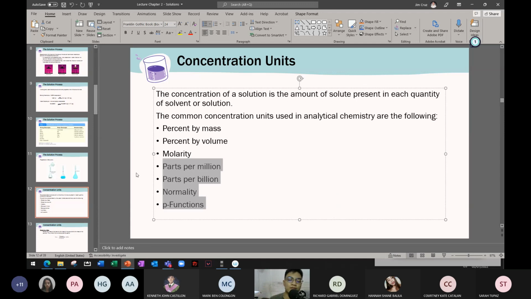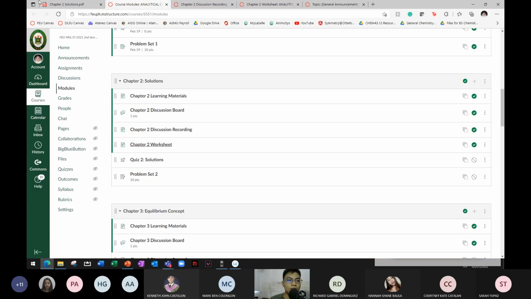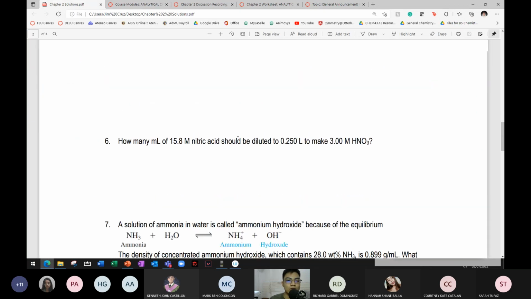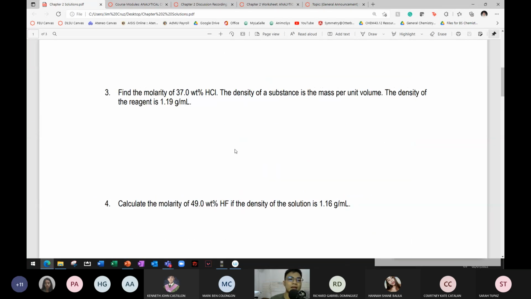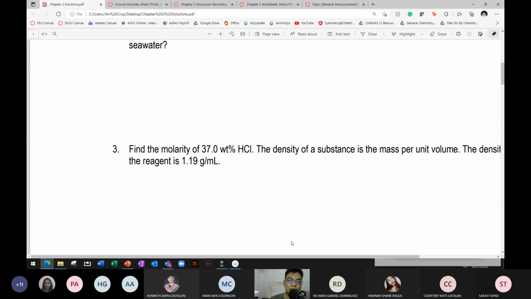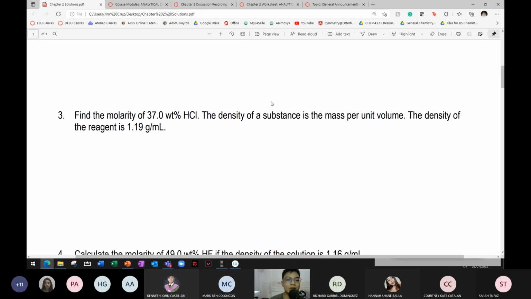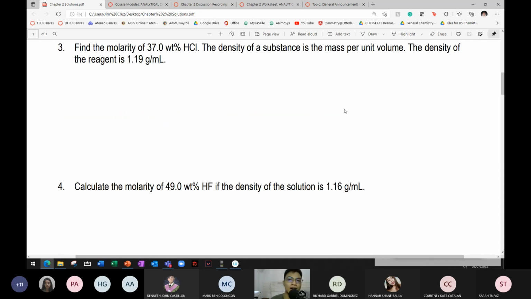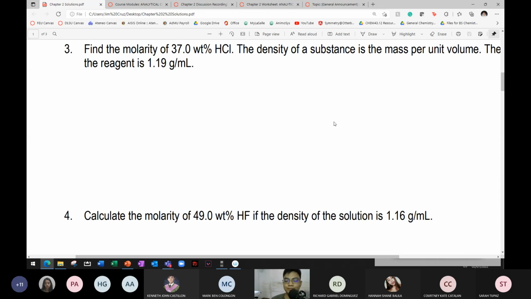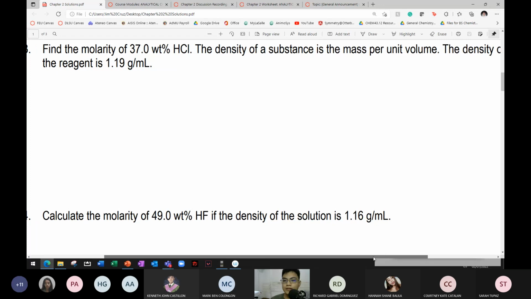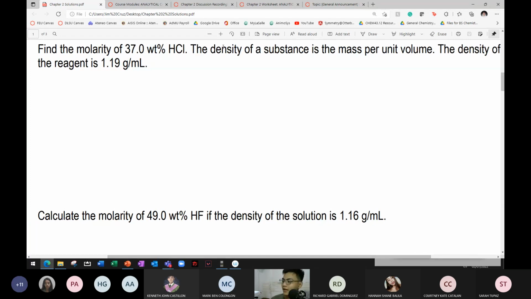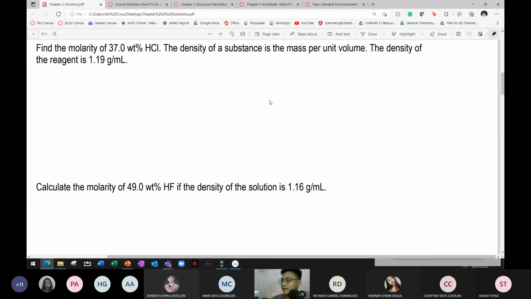However, before we proceed with the parts per million and the parts per billion, let's try to answer one more problem about molarity. Okay? So, what was molarity again? The equation is, anyone in the chat box, what is the equation for the molarity of a substance? What is molarity again?